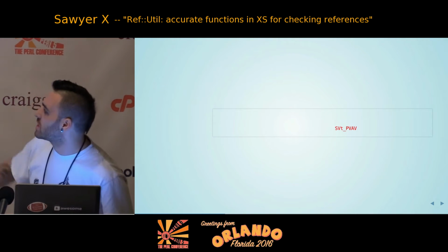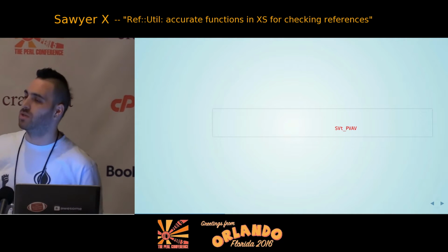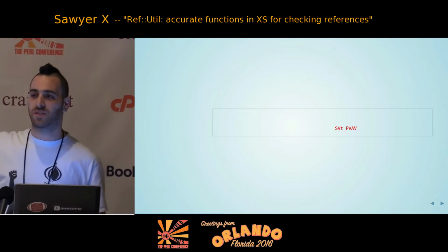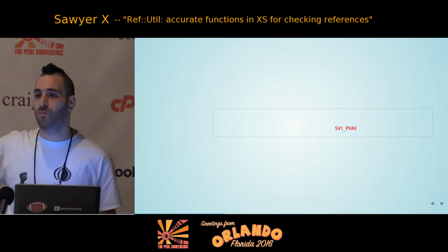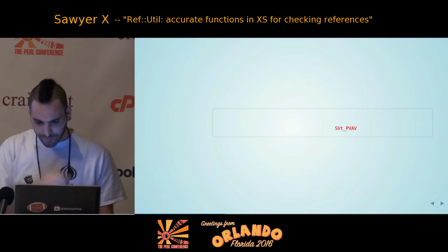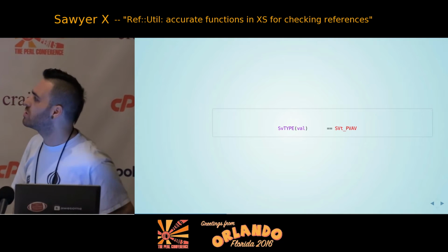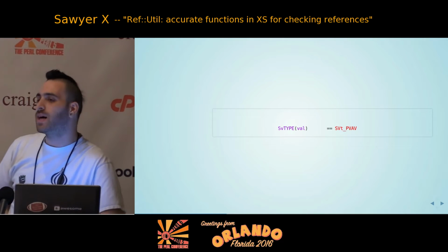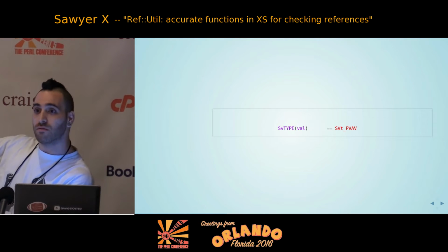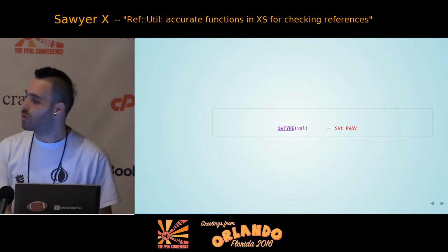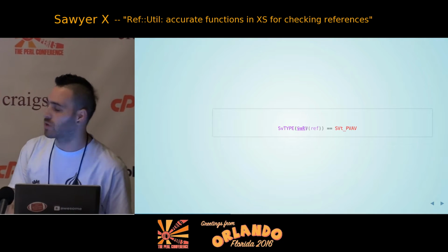If we take a look at this, it says SVt_PVAV, which is short for a type of SV, a type of scalar, which actually represents an array. So that would be, right, an array. And we can use a macro called SvTYPE to get the type of a variable and then check: is it an array? Hey, that's really nice. So we call SvTYPE, we get a value, and we'll get a result.